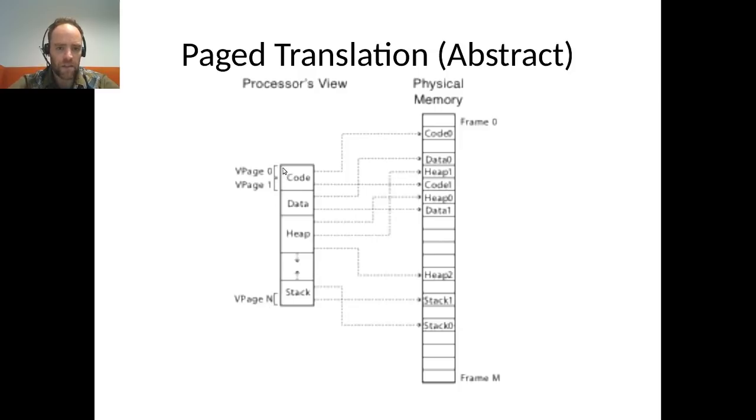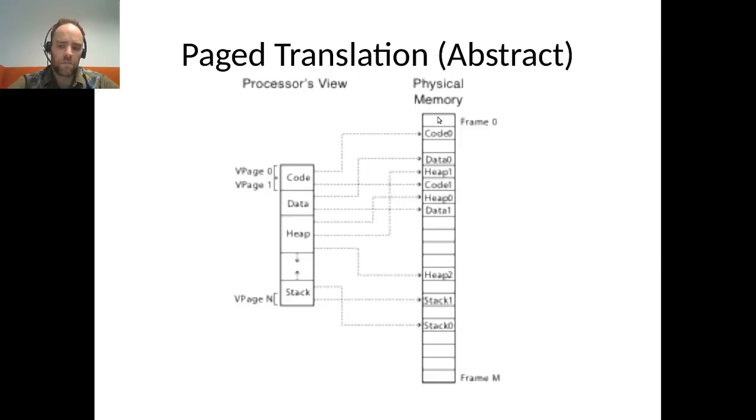And this particular page 0 would point to the first part of the code, so code 0. This part of the data segment would point to this part in physical memory. So you can see the mapping here, and this mapping has to actually be laid out in the page table for that process.